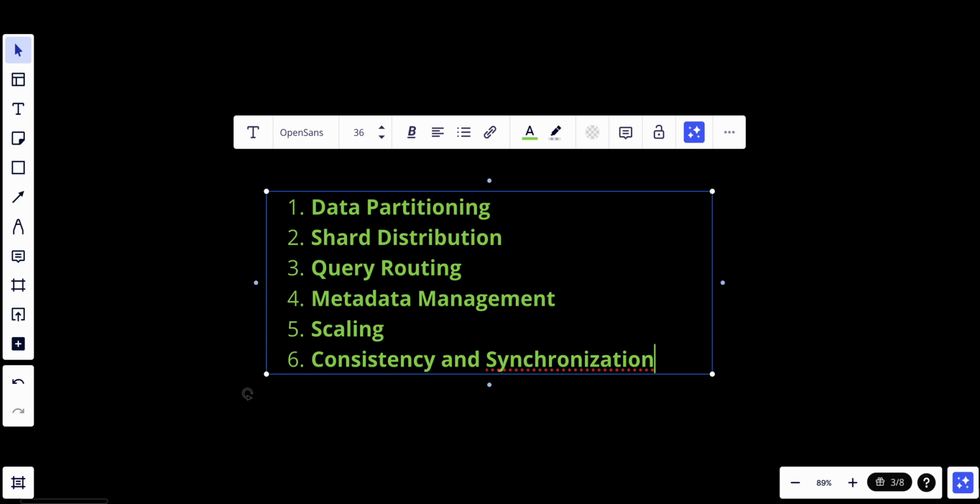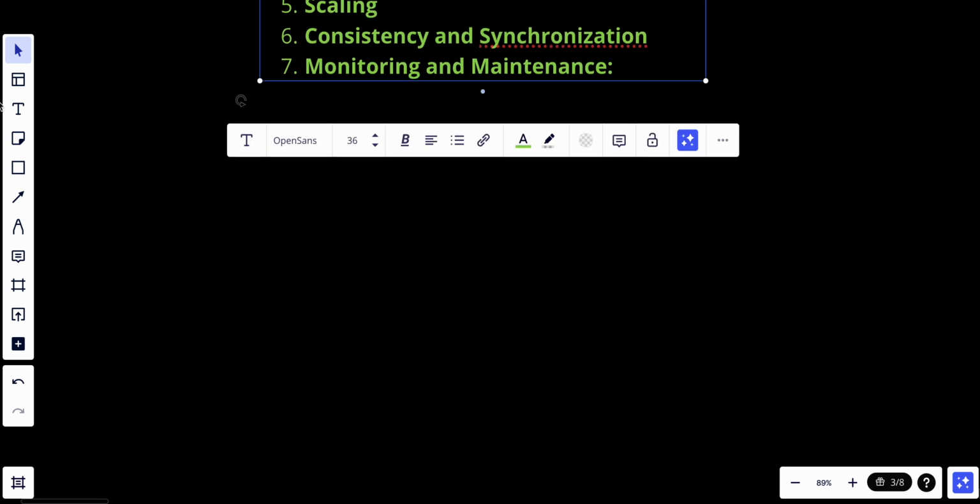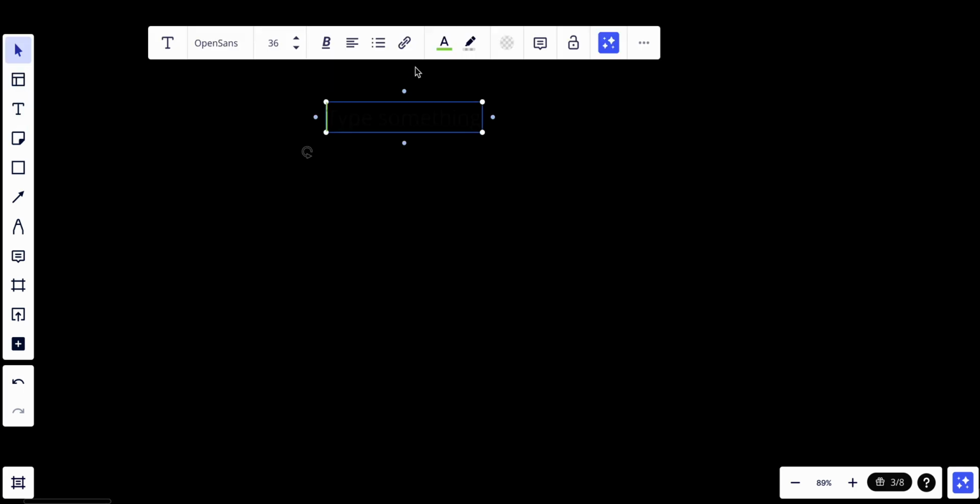We have the last thing to talk about, monitoring and maintenance. Sharded systems require ongoing monitoring and maintenance to ensure even data distribution, optimize query performance, and handle node failure gracefully. Let's talk about some challenges and considerations when it comes to working with sharding that you may need to think about.